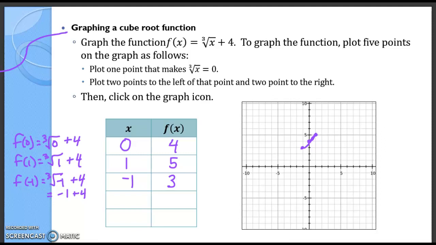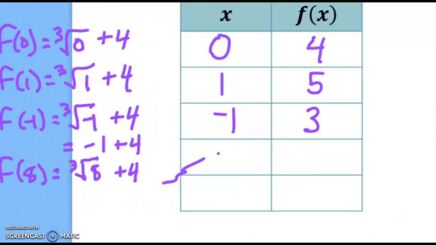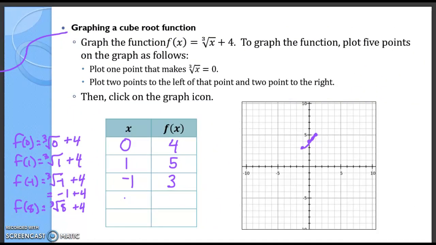Now, I know the cube root of 8, so I'm going to plug in 8 because the cube root of 8 is 2. So I'm going to get 2 plus 4. When I do this, I'll have an input of 8 and an output of 2 plus 4, which is 6. So at 8, we're at 6. So it's not growing super fast, this one.